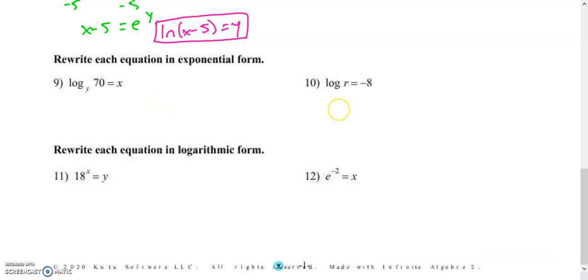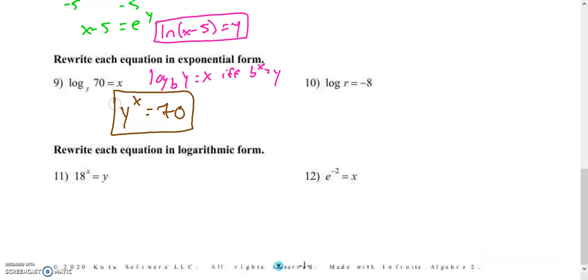So basically all this information from 9 and 10 is based off of 1 through 4. Alright, so remember, log base b of y is equal to x if and only if b to the x is equal to y. In this case, b in our example here is y. So we have y to the x is equal to 70. That's all you're going to have to do. That's all you need to do, rewrite each equation in exponential form. All right? And there we go.